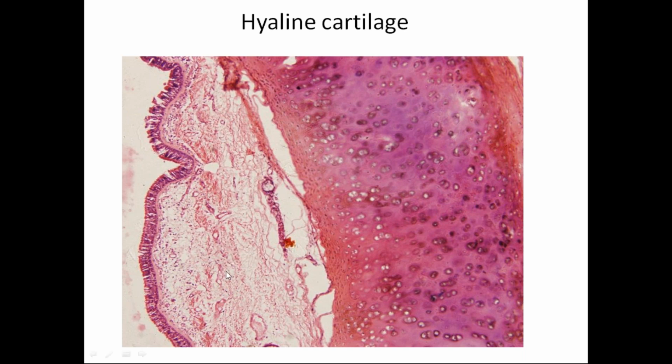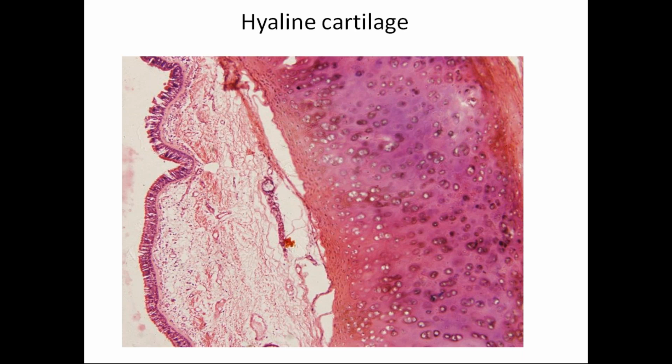Now, when we talk about connective tissue, there are three components that you have to remember. What are the components of connective tissue? It's cells, fibers, and matrix. The cells are the ones responsible for secreting the matrix and the fibers.